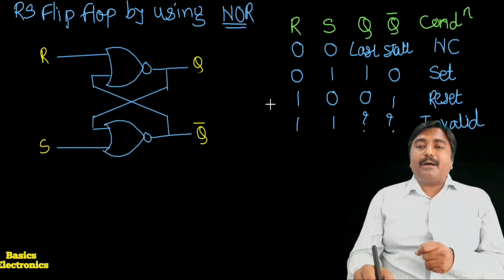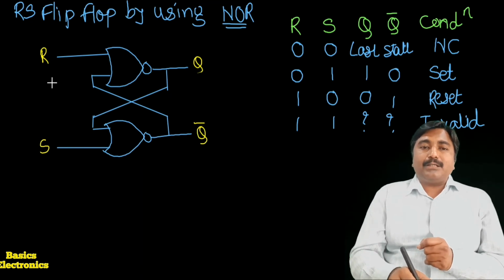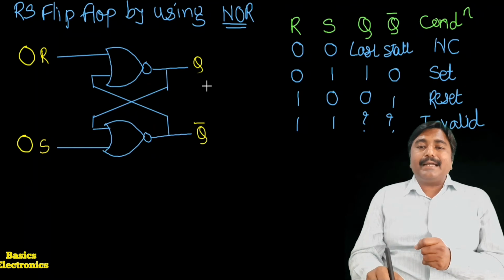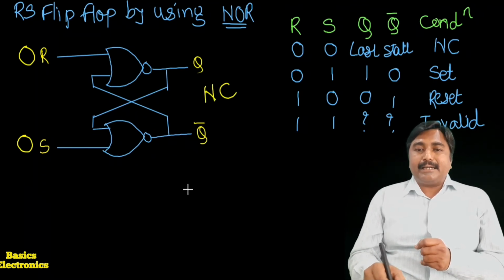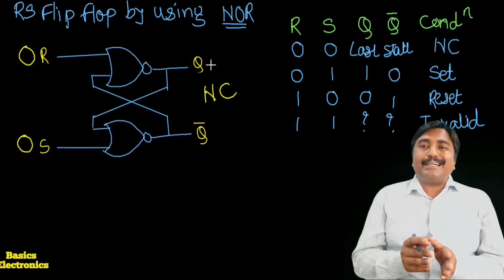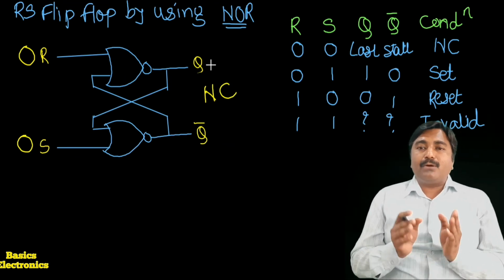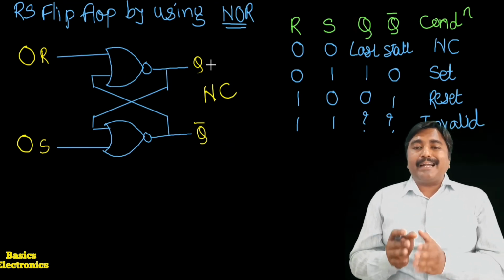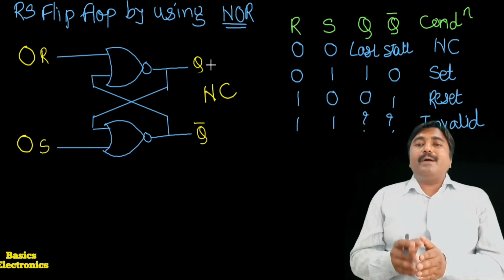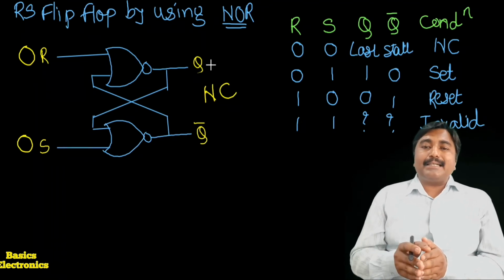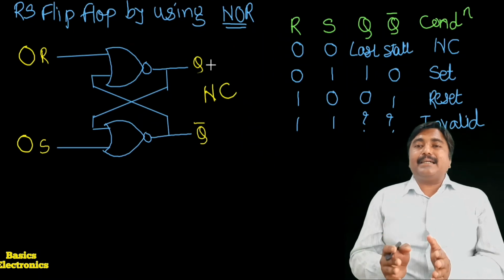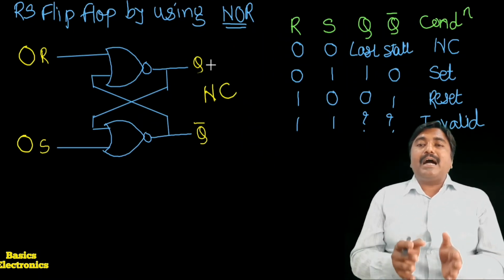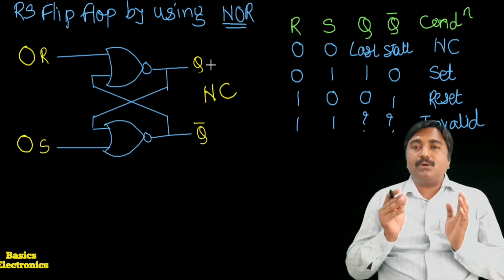Okay, so when we apply the input R equal to 0 and S equal to 0, there is a no change condition. If the flip-flop was in the set condition, it remains in the set condition after application of the input R equal to 0 and S equal to 0. When the flip-flop is in the reset condition, it remains in the reset condition after application of the input. R and S both are equal to 0.